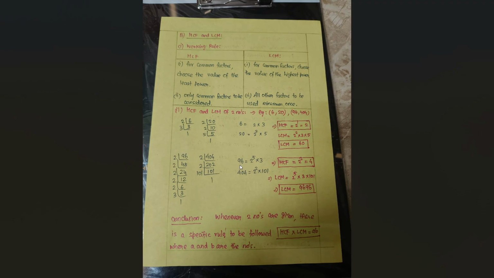Similarly, 96 can be prime factorized like this. 404 can be prime factorized like this. So the common factor is 2. Under that, the least power is 2, so HCF is 2 square, which is 4, and the highest power between the common factors is 5, and the remaining things are to be considered once. So 2 power 5 into 3 into 101, which will give you 9696.